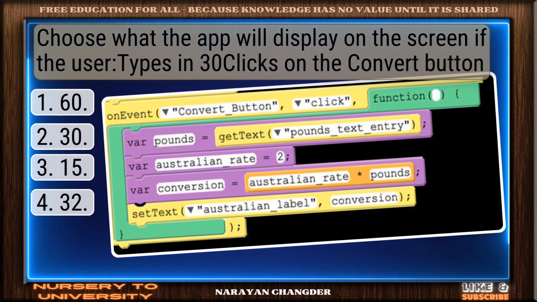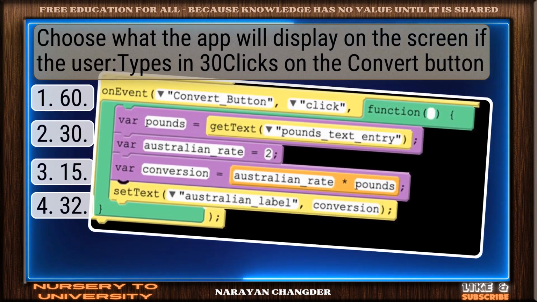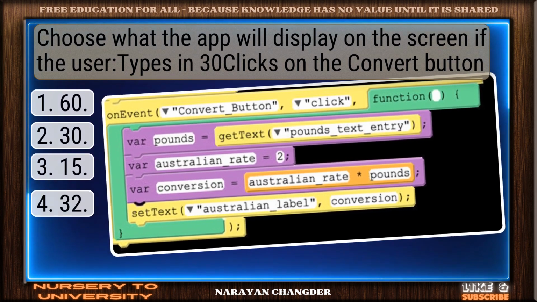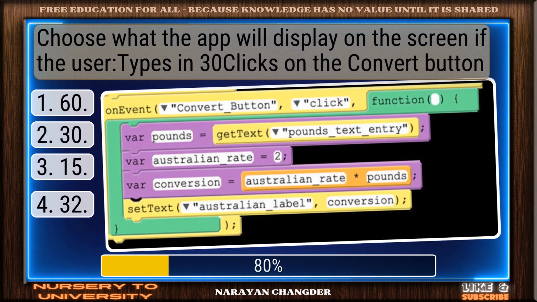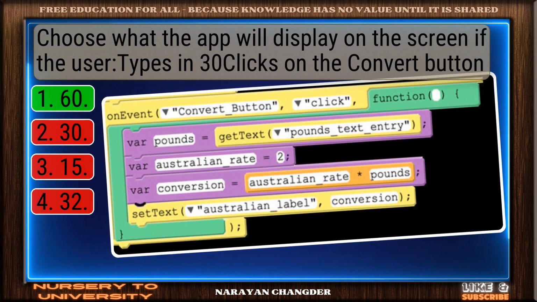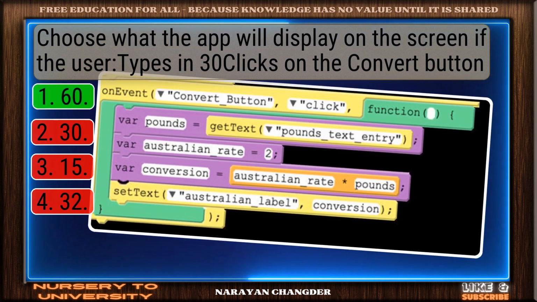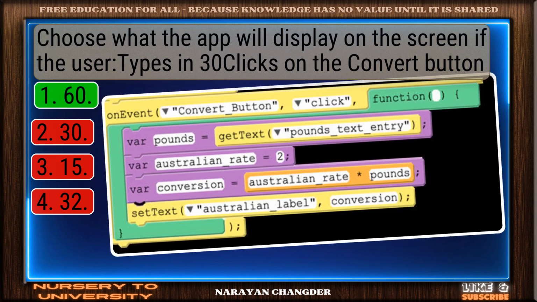Question number 5. Choose what the app will display on the screen if the user types in 30 and clicks on the Convert button. Clear logic. Your choice 60 is sound and 100% true.